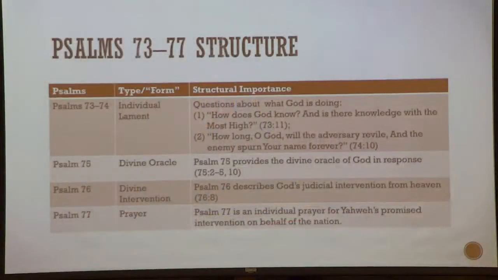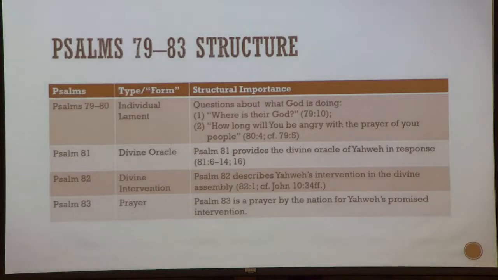Who saw this structure? That you have 73 through 74 being an individual lament, and then 75 being a divine oracle, 76 being a divine intervention, and 77 being a prayer. And I'll flip through real quick on the slides, but it's in your notes, that you see that same pattern emerge on the back 5 of the Asaphite Psalms in 79 through 83. You have that same pattern: individual lament, divine oracle, divine intervention, and prayer.